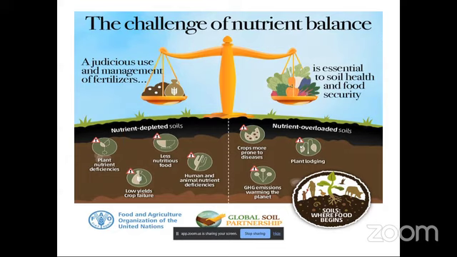Another thing is the crop is more prone to diseases and pests. It is more susceptible and less resistant to diseases and pests. And plant lodging. Lodging means failure of a crop to stand and grow.